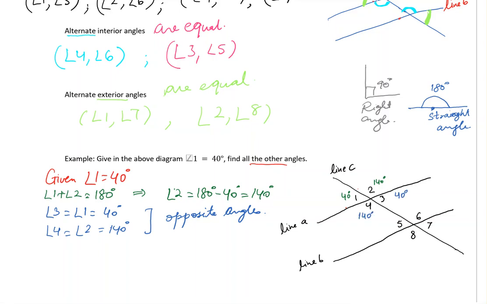So now let's talk about angle 1 and angle 5. Angle 5 and angle 1 are equal because they are on the same side of the transversal and they are at the corresponding positions above the parallel lines. So angle 5 is equal to angle 1 and the measure of angle 5 would be 40 degrees. So these are corresponding angles.